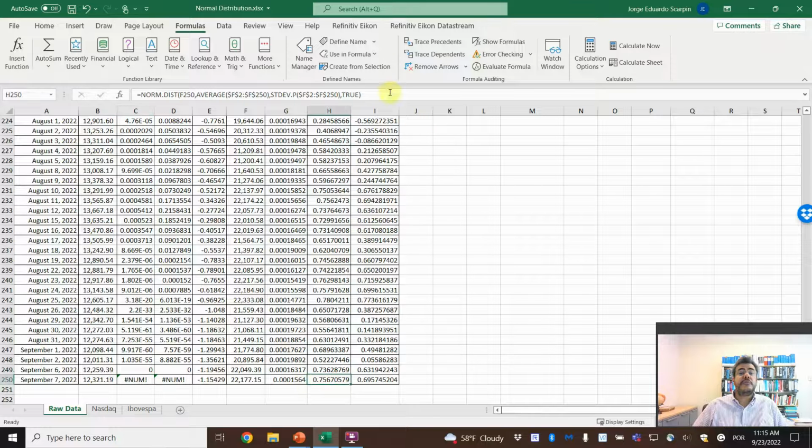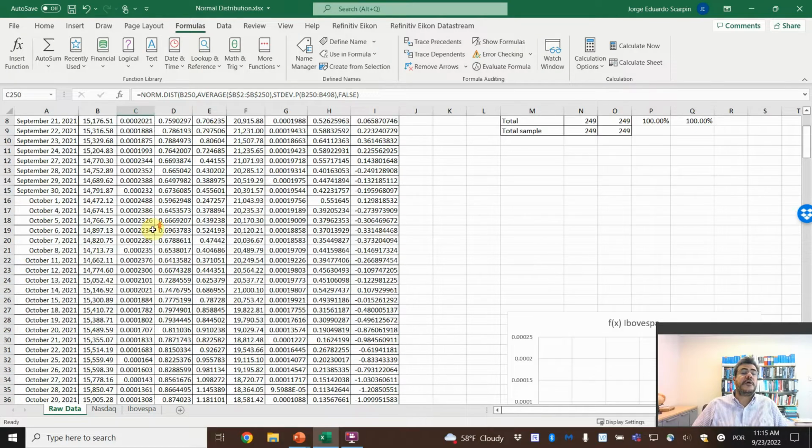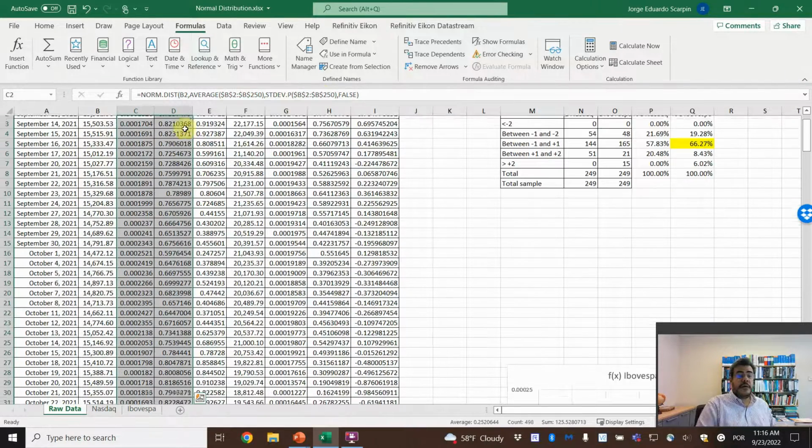Why is there a num here? Oh, the standard deviation is wrong. Oh, come on. Standard deviation, we need to fix here, to fix here. Now it's good. Fix here and fix here. That is a very common mistake, by the way. And now we are good.